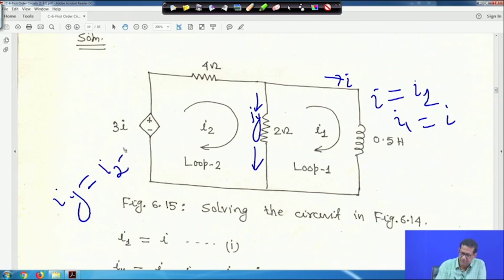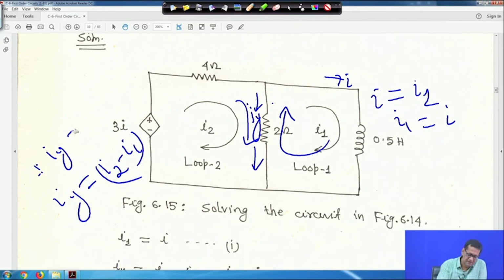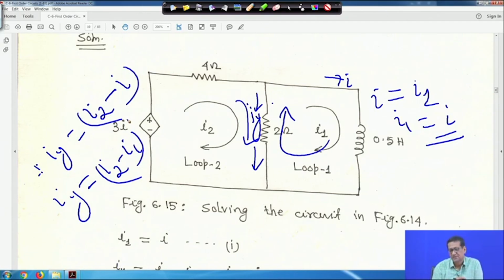So, it is equal to I2 minus I1, because this I2 is going like this and I1 is going like this. So, the resultant will be I2 minus I1, and that means my Iy is equal to I2 minus I1, which is equal to I. So, it is I. All these things are written, but just for the purpose of our understanding I am writing here.